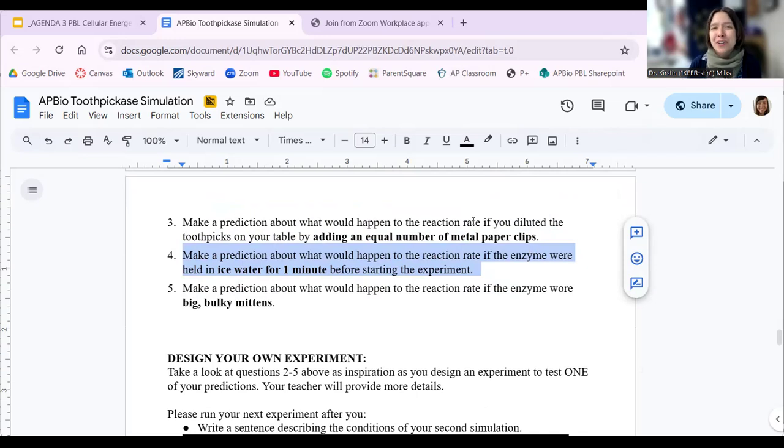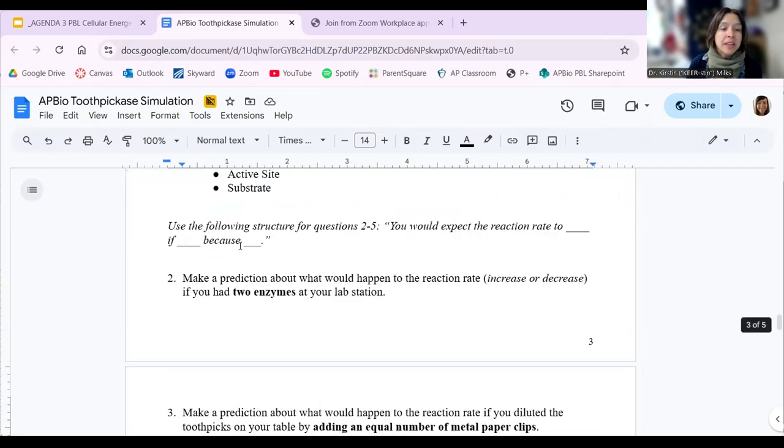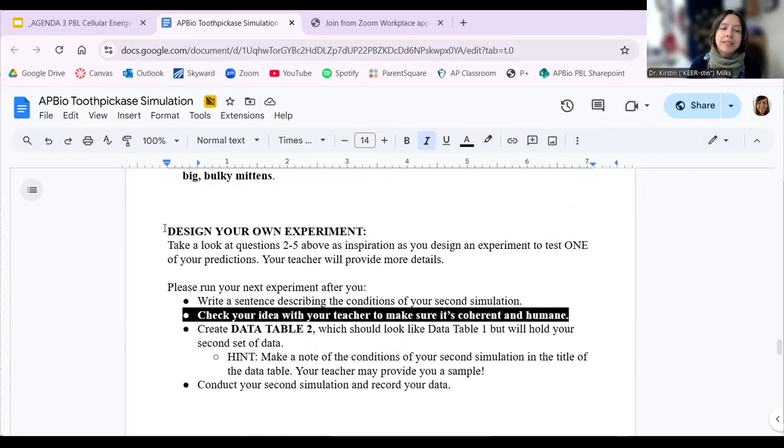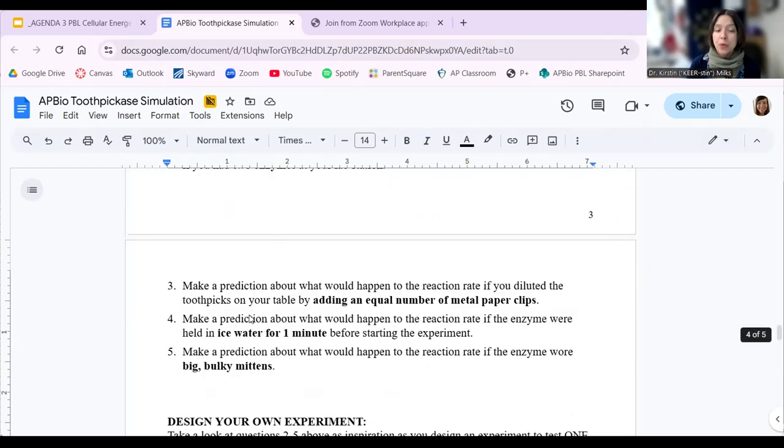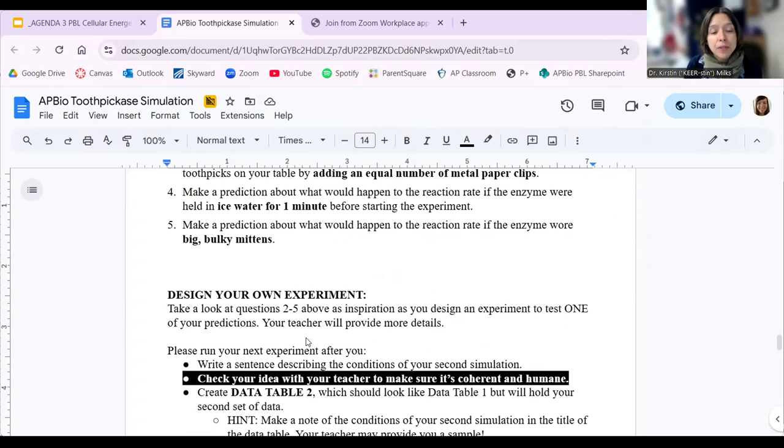When you decrease temperature, you often slow reaction rate. And then this is a harder one to see. This is about pH. Make a prediction for what would happen to the reaction rate if the enzyme wore big, bulky mittens. So the sentence of what you'll write is here. That's the sentence structure. And then you need to design your own experiment, probably doing one of these, 2, 3, 4, or 5. Happy to give you some toothpicks.